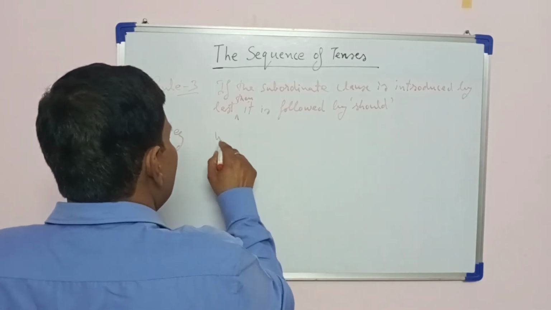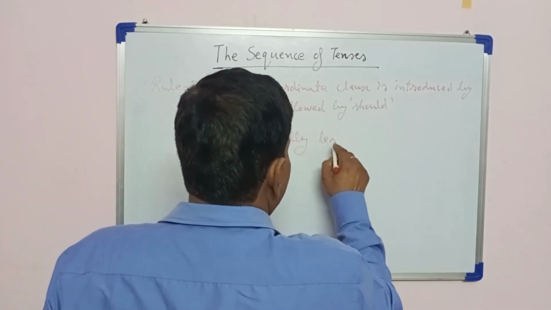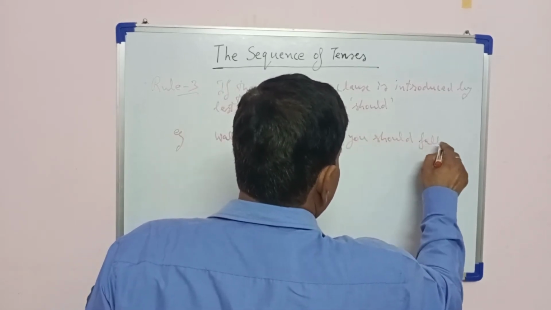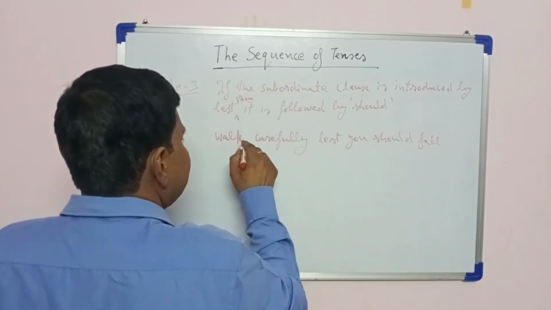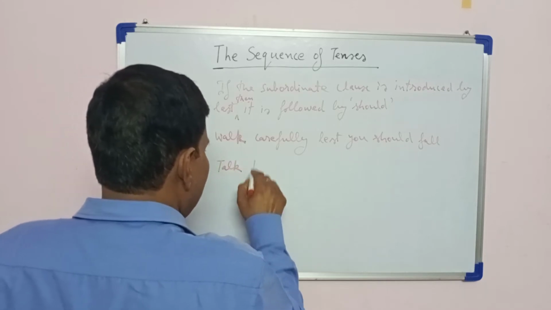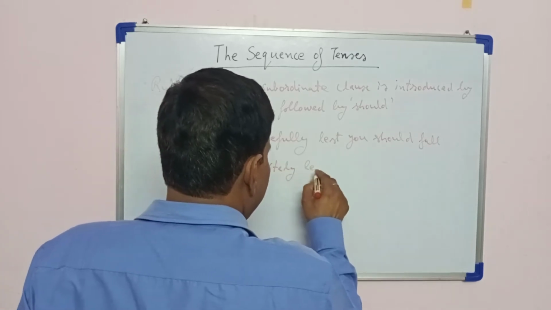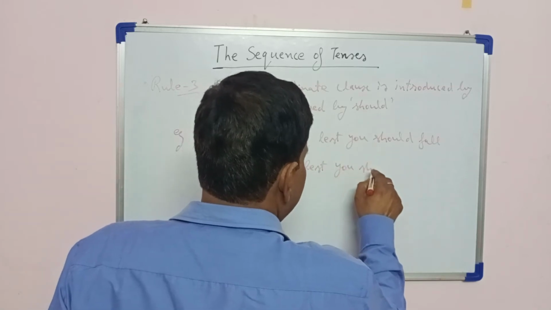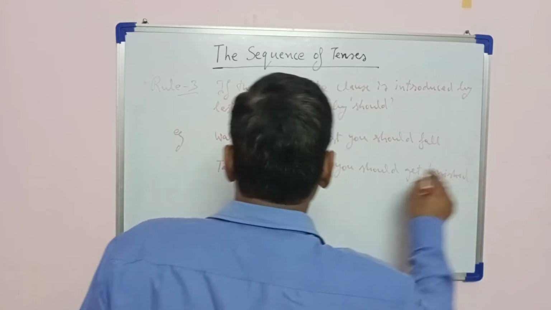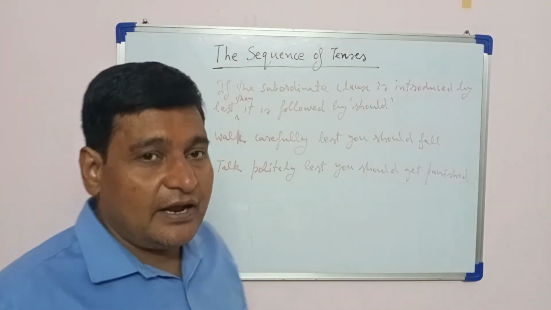Example: Walk carefully lest you should fall. Walk carefully lest you should fall. Talk politely lest you should get punished. So these are the examples of this rule. Now we will understand another rule.